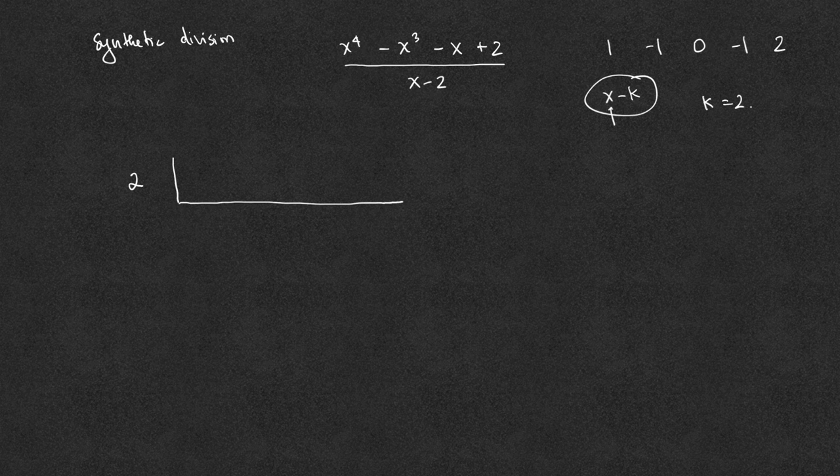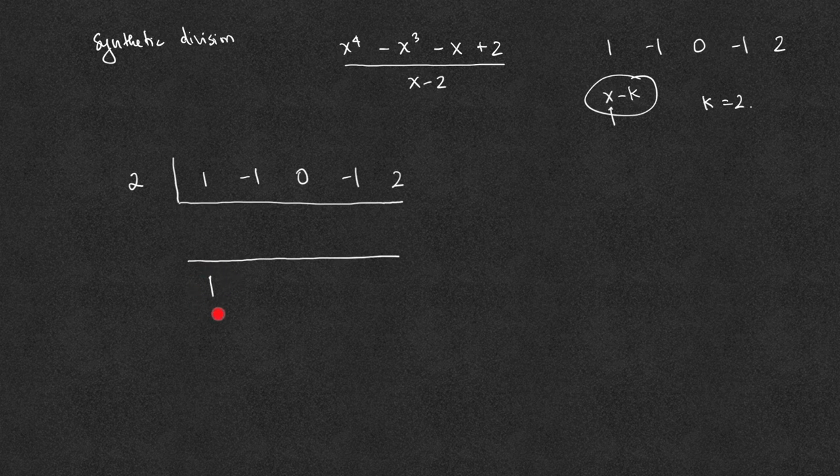Next to the bar, we put the coefficients of the numerator. They are 1, negative 1. Don't forget the coefficient of the missing x squared term, 0. And then negative 1, 2. Skip a line and draw another horizontal line. Now bring down the leading coefficient, which is 1, and put it below the second horizontal line.